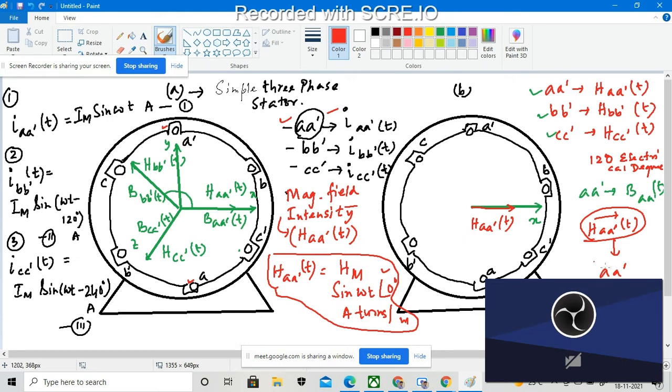If I choose the B dash, my magnetic intensity vector will be on this particular axis. This will be my H of B dash t, at 120 electrical degrees. If I choose the magnetic intensity vector for the coil C dash, we consider it at this position. All of these are 120 electrical degrees apart.